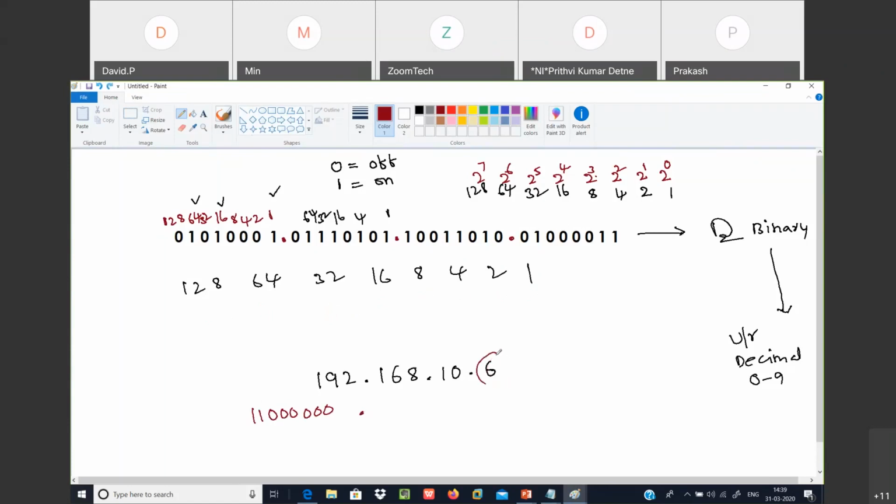The last one, the value is 6. How can you write 6 in binary? Which two values combine to make 6? 4 plus 2 is 6, right? So 4 is a 1 and 2 is a 1. Remaining all are zeros. So 6 we can write as 0 0 0 0 0 1 1 0. Similarly, can you tell me how you can write 10?